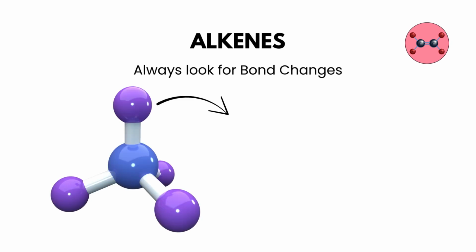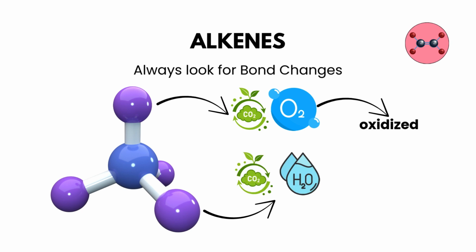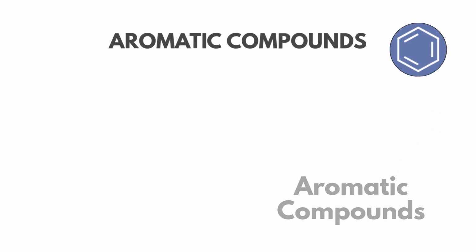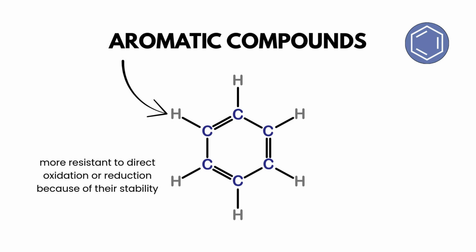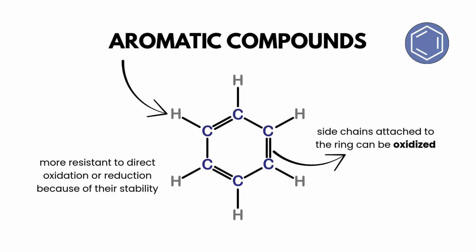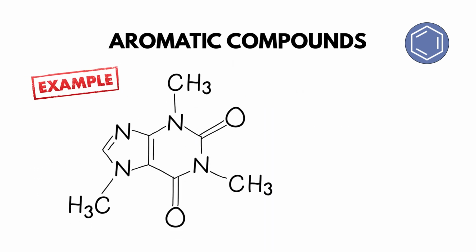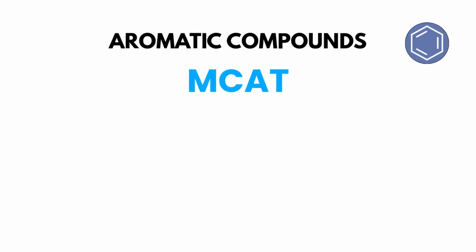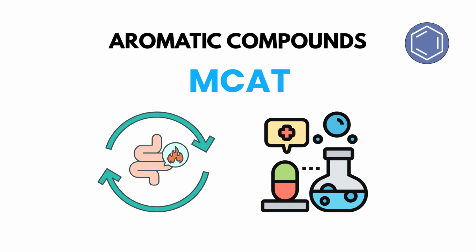When the molecule gains more carbon-oxygen bonds, it is being oxidized, and when it gains more carbon-hydrogen bonds, it is being reduced. Aromatic compounds. Aromatic compounds, such as benzene rings, are more resistant to direct oxidation or reduction because of their stability. However, the side chains attached to the ring can be oxidized. For example, a methyl group on a benzene ring can be oxidized into a carboxylic acid. The MCAT often tests this concept in metabolism or drug chemistry, where aromatic groups show up frequently.